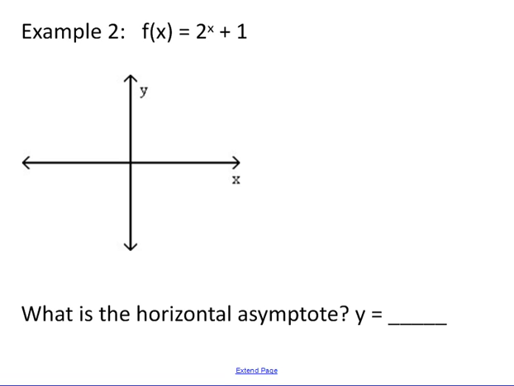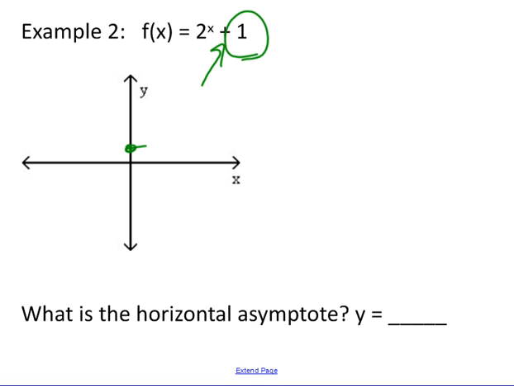So let's graph f of x is equal to 2 to the x plus 1. Notice we've got this plus 1. It is outside of the exponent. Outside means up or down.